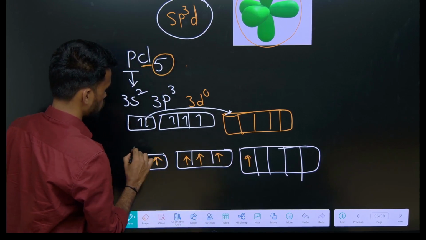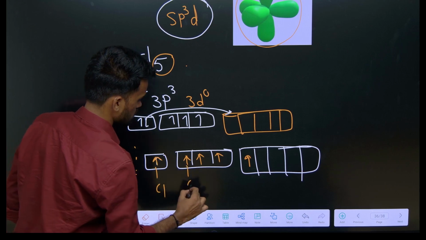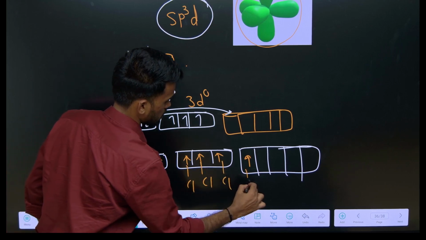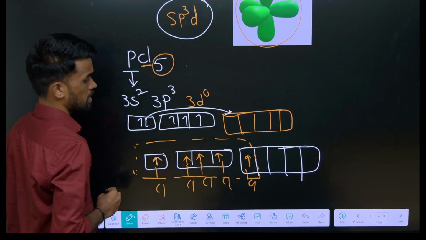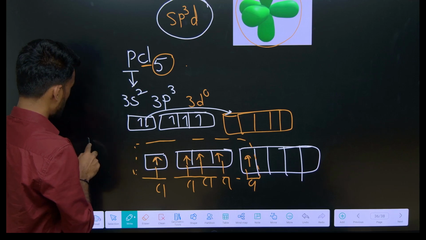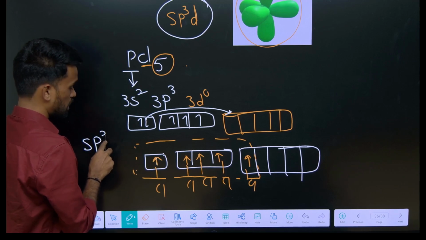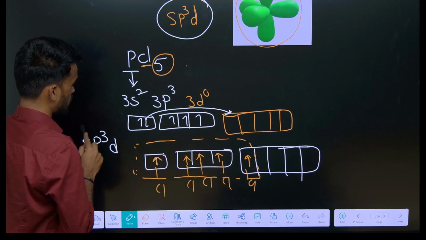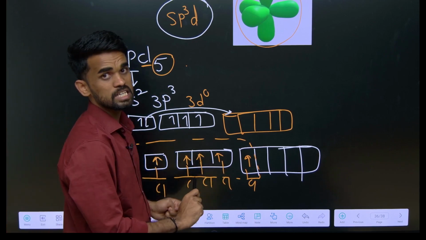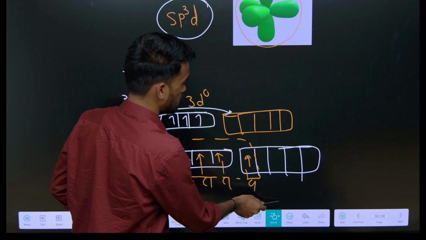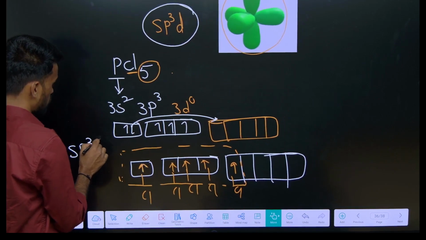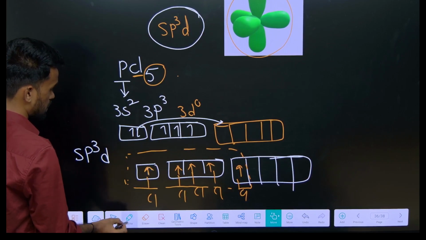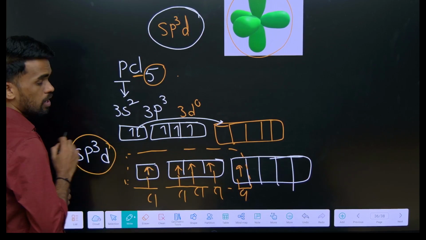Therefore, we are getting it like this. So if we observe here, 1 Cl, 1 Cl, Cl, Cl, Cl. So these are the hybrid orbitals which are involved. What are the hybrid orbitals involved? One s, 3 p orbitals and 1 d. So we can say all these should be called sp3d hybrid orbitals. Okay, like this. Now how many hybrid orbitals are there in total? We have 5 hybrid orbitals.